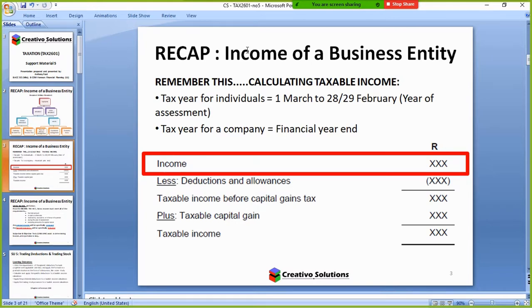The nice thing about tax is everything is separate. When you look at income, you apply income. When you look at deductions and allowances, you don't look at anything else. That's the nice thing about tax, it's very separate. You look at the specific rules for a specific section.